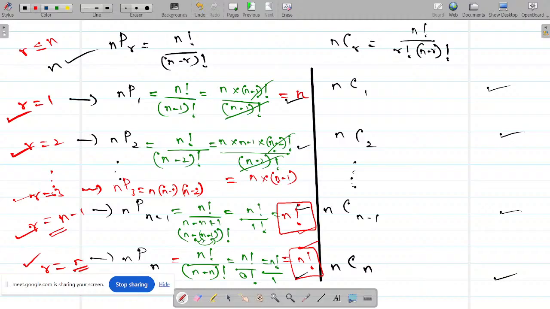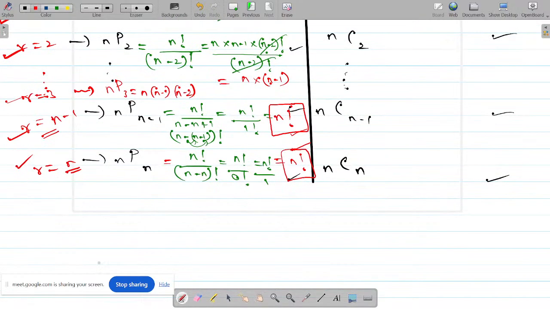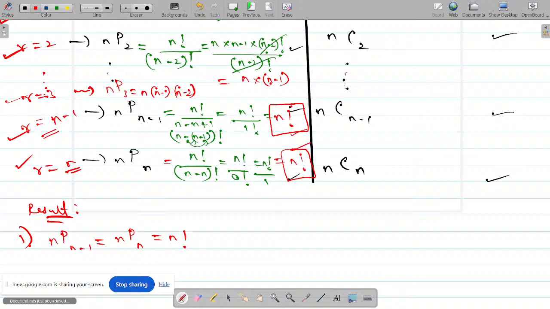If you ask me how to make a note of this one, you write the heading as Result 1: nP(n minus 1) is equal to nPn, which is equal to n factorial. This is how you present it. The r value is different, but the ultimate number of ways in this case and this case will both be n factorial.